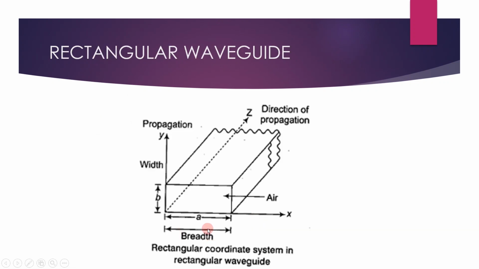And here you can see that A, along the direction X, is the width or the dimension of the rectangular waveguide, and the dimension of the waveguide along Y direction is B. So A and B are the dimensions of the rectangular waveguide. A is along X and B is along Y. So A and B are the dimensions of the rectangular waveguide along X and Y directions respectively, and Z is the direction of propagation of the wave.